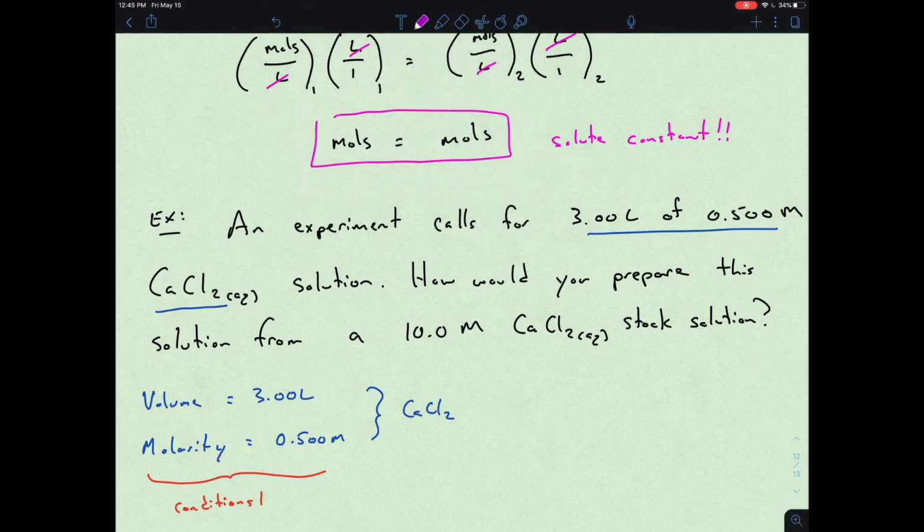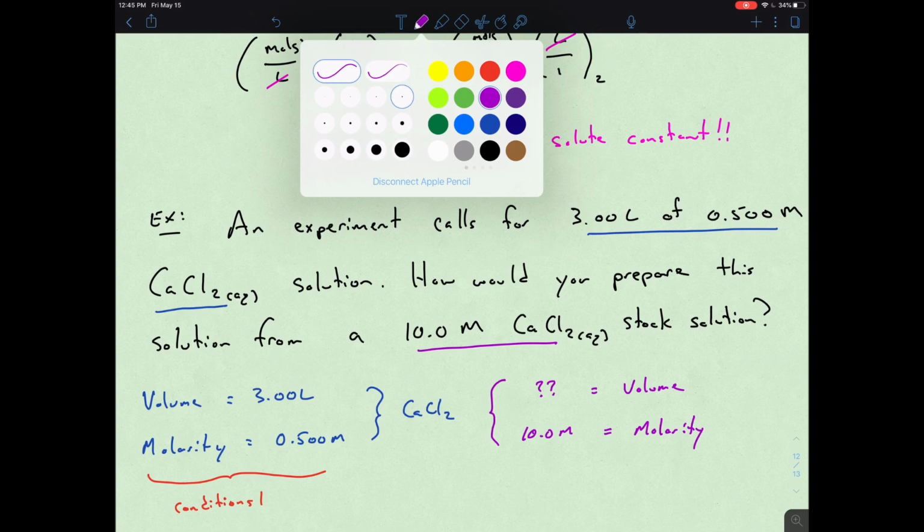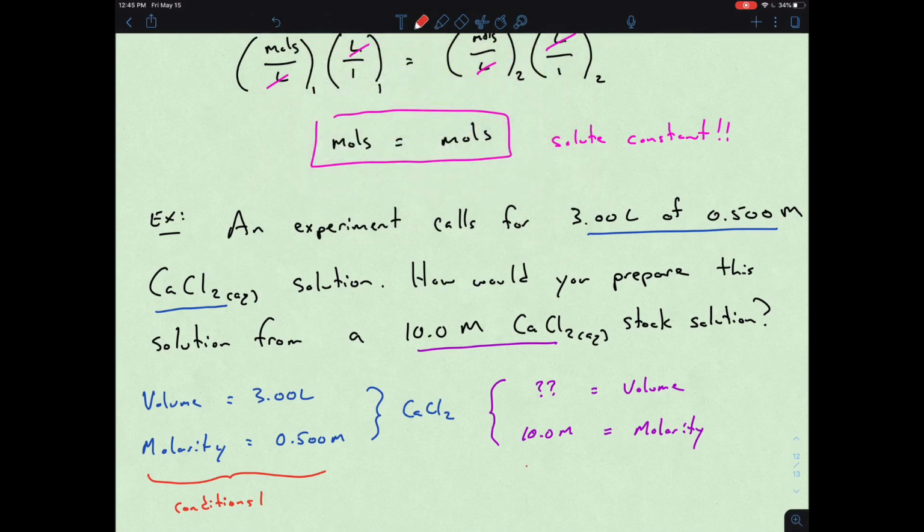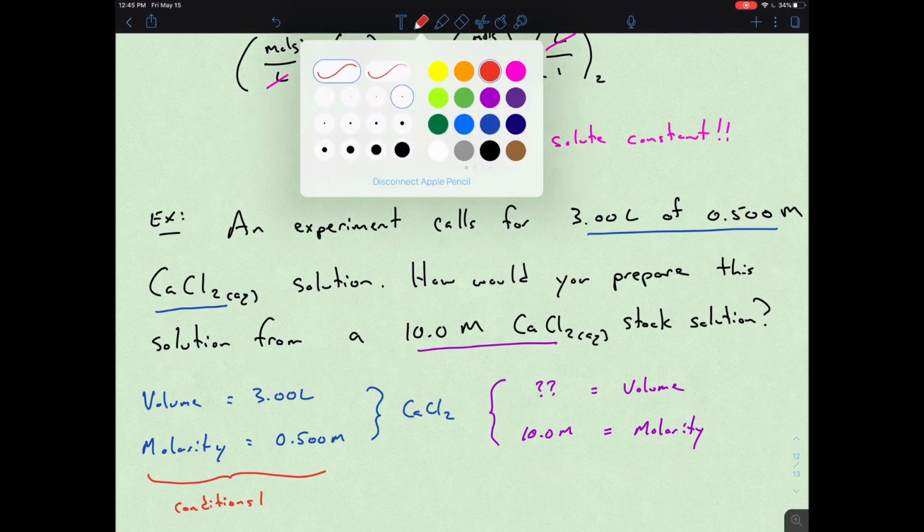And then on the other side of the game, we have this 10 molar calcium chloride stock solution. So we have 10.0 molar for our molarity, again, of the calcium chloride. But what we don't know is the volume for that calcium chloride. So these are, again, talking about the same molecule, so this is really just a dilution. And so over here we would have our conditions 2.